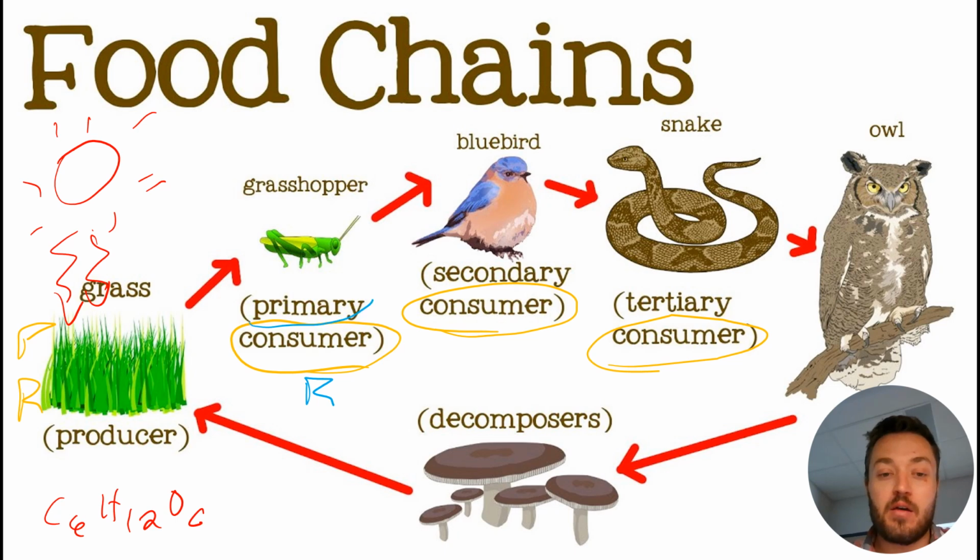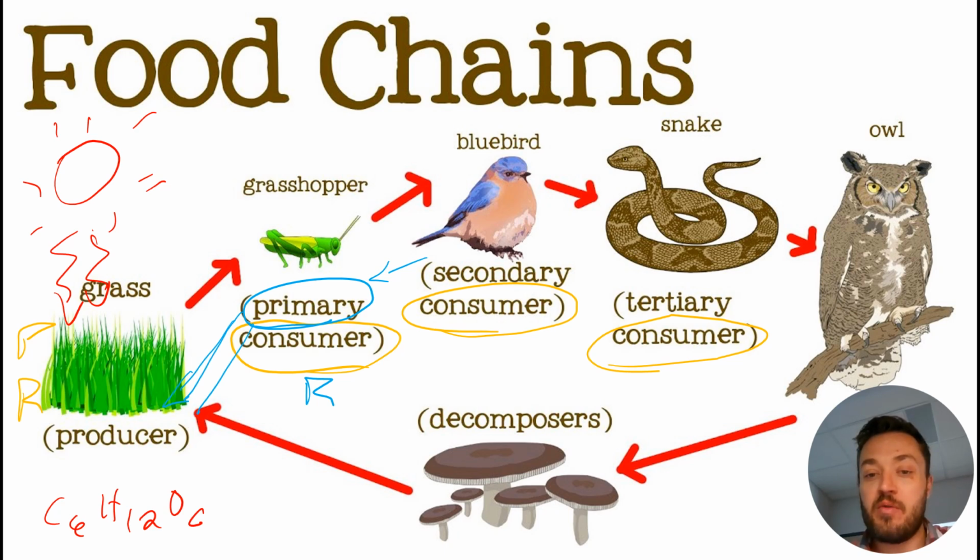If it's a primary consumer, what they're saying is that they're eating a producer and burning the sugars that the producer made. If it's a secondary consumer, they're stealing the sugars from the primary consumer who originally got them from the producer, and they're going to burn those sugars there for energy.